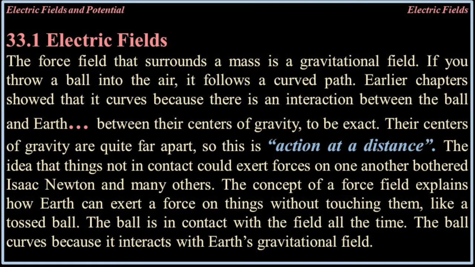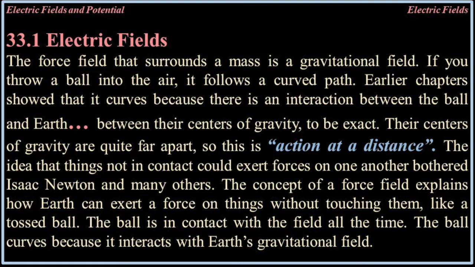33.1 Electric fields. The force field that surrounds a mass is a gravitational field. If you throw a ball into the air, it follows a curved path. Earlier chapters showed that it curves because there is an interaction between the ball and Earth, between their centers of gravity to be exact. Their centers of gravity are quite far apart, so this is action at a distance.